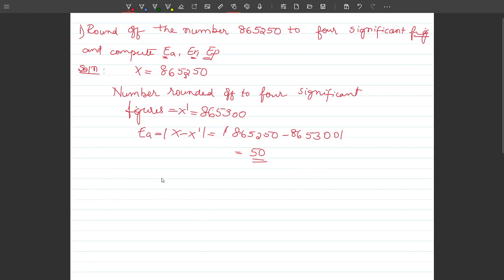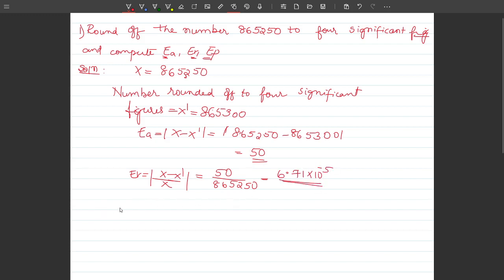So now what is ER? Your formula for ER is magnitude of x minus x bar divided by x. So x minus x bar is already calculated, that is 50 divided by, what is your x? X is 865250. If you use a calculator to get the answer for this, you would get 6.71 into 10 to the power minus 5. This is your relative error.